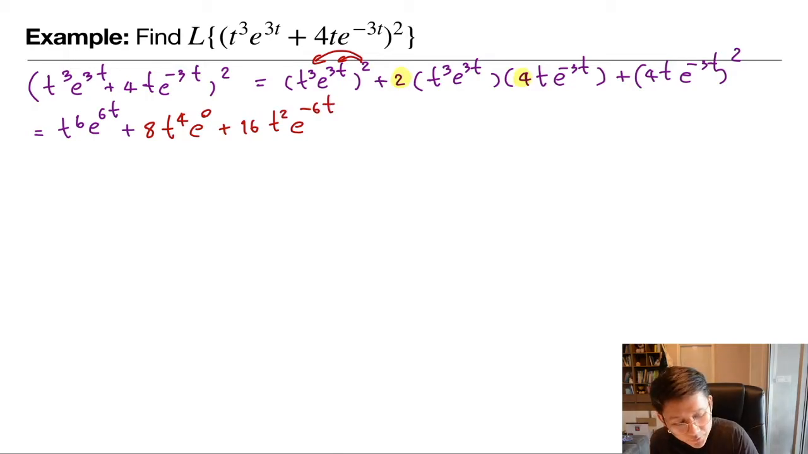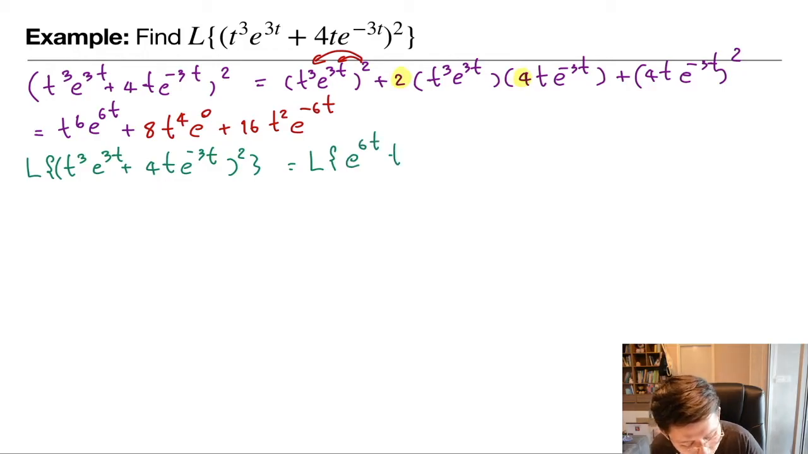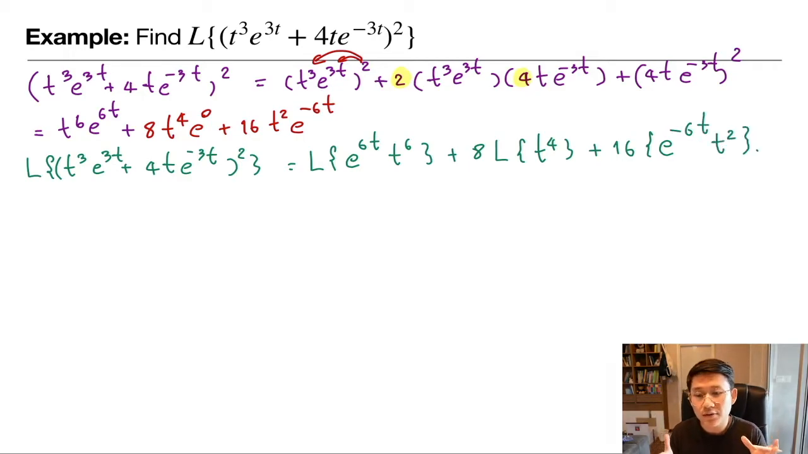Okay, so the Laplace transform of this guy is basically the Laplace transform of e to the 6t t to the 6, plus 8 times the Laplace transform of t to the 4, plus 16 times e to the minus 6t t squared. Okay, and that will be what you need to find the Laplace transform for.